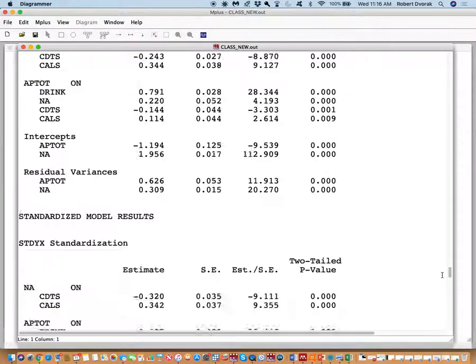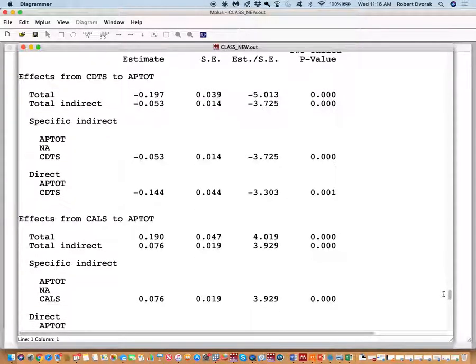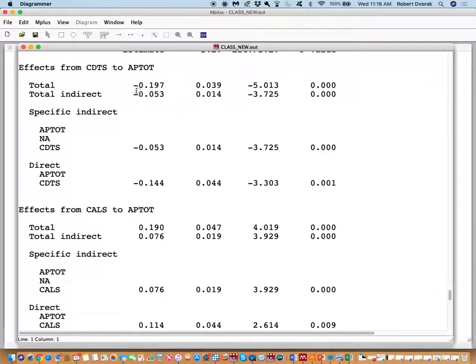And as we scroll down here, we get our R squared, and this looks right. So you have a total indirect effect, you have a total effect, and then you have a direct effect down here. What is the total indirect effect? Path A times path B, right? Path A times path B, correct. This value right here will be the sum of all of these.